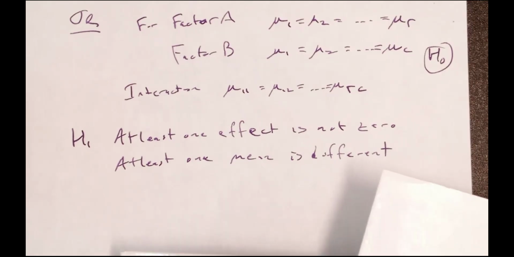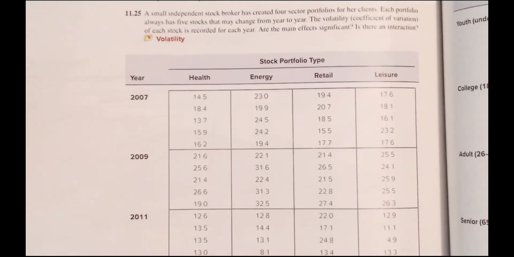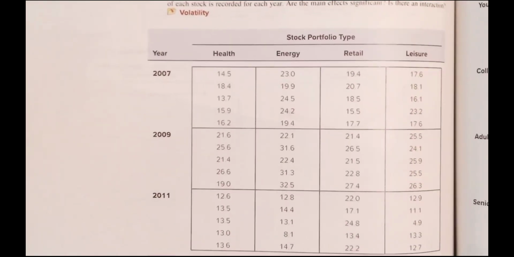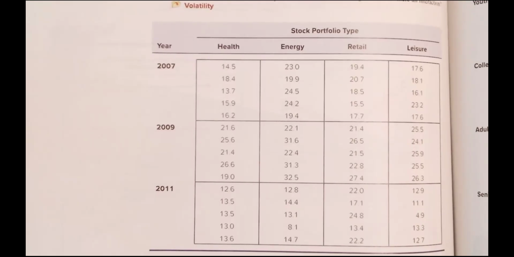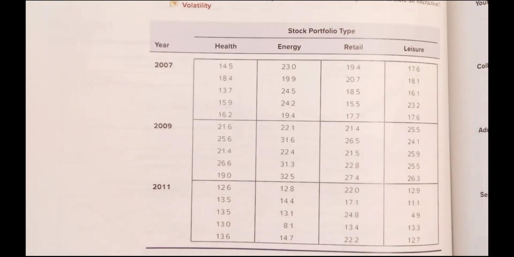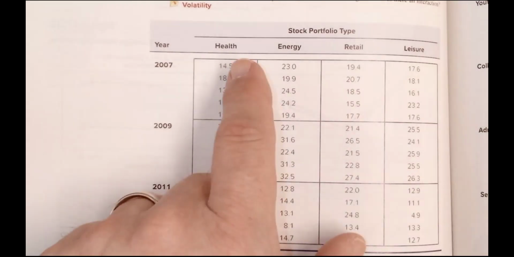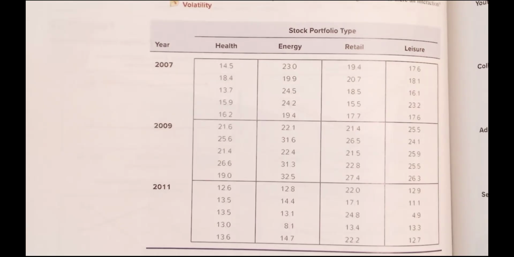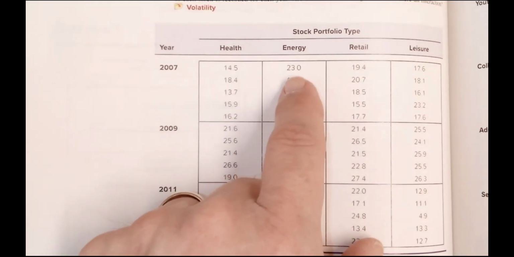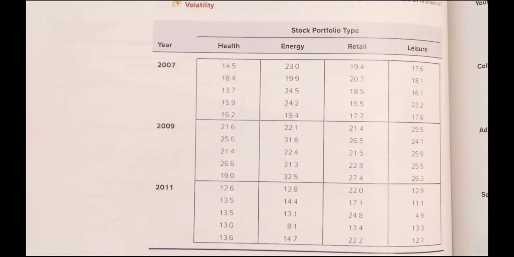Portfolio analysis. I have here 3 years of data looking at stock portfolio types. We have 4 different portfolios. We have 3 years of data. We have 5 different stocks within each portfolio. And we've measured their volatility. In this case, we're using the coefficient of variation.